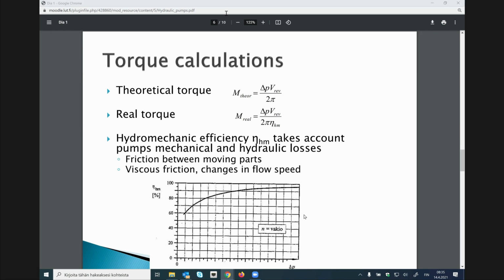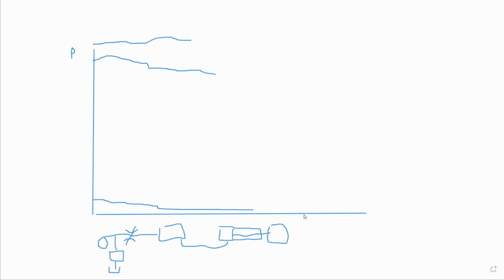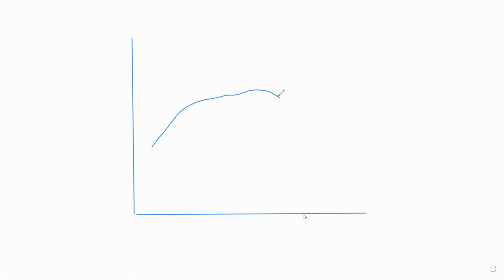let me draw. Very often this total efficiency curves are looking like this, if we have pressure here, so that the optimum point is somewhere here. Because here we have a bad hydromechanical efficiency, and here we have a bad volumetric efficiency. All right.